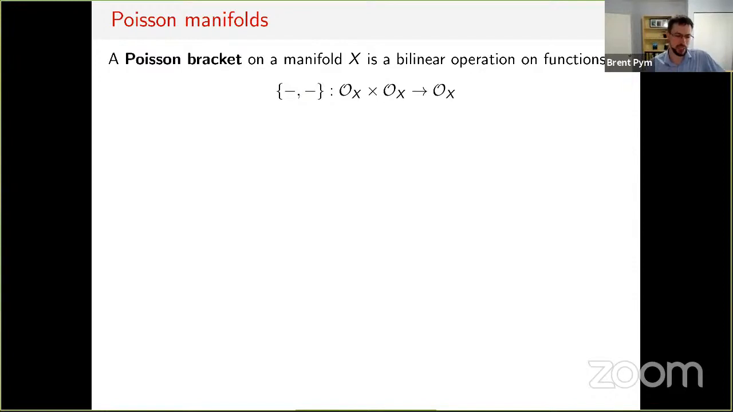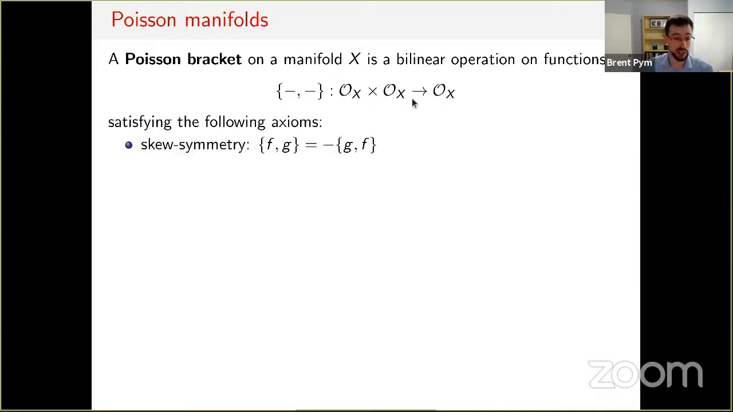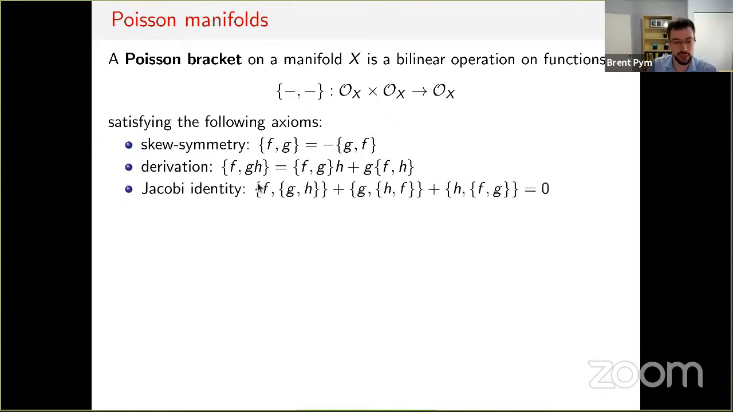standard for everyone. So a Poisson bracket on a manifold is a bilinear operation on the sheaf of functions, which has three properties. First of all, it's skew symmetric. Second, it's a derivation in either argument. Here I've written it in the second argument, but it's the same in the first argument by skew symmetry. And finally, it satisfies the Jacobi identity. So points 1 and 3 mean that this is a Lie bracket, and this Lie bracket is compatible with a multiplication by this derivation rule.